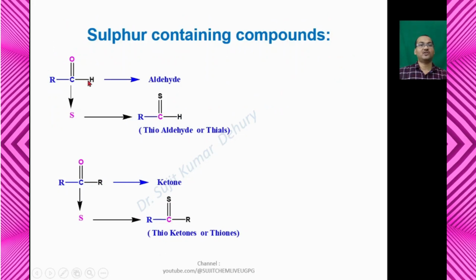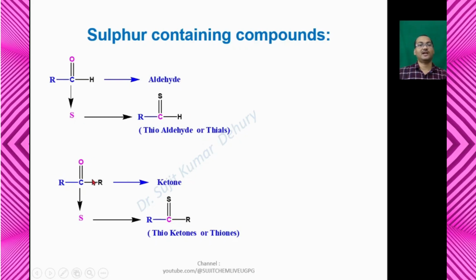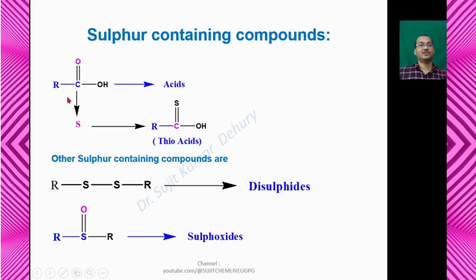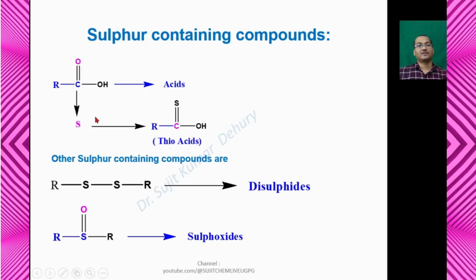Similarly, this is the compound called aldehyde. So if we replace this oxygen with a sulfur, that is called thioaldehyde or thials. This is the compound called ketone. So if we replace this oxygen with a sulfur, that becomes a thioketone or thiones. And this is the compound called acid. So if we replace the oxygen with a sulfur, that becomes a thioacid.